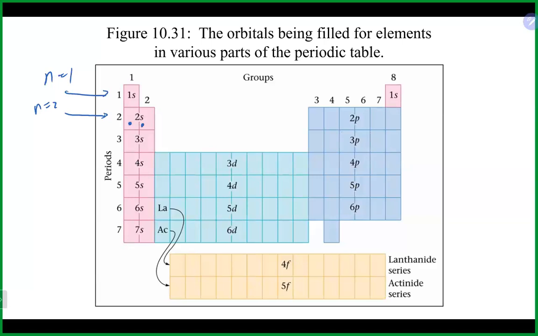Groups 3 through 8 are the p block, which can hold 6: 1, 2, 3, 4, 5, and 6. The d block is 10: 1, 2, 3, 4, 5, 6, 7, 8, 9, and 10, which comes from our transition metals. And our f block down here is 14: 1, 2, 3, 4, 5, 6, 7, 8, 9, 10, 11, 12, 13, and 14.